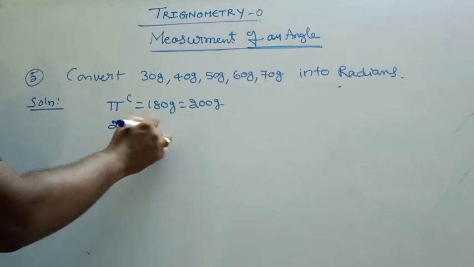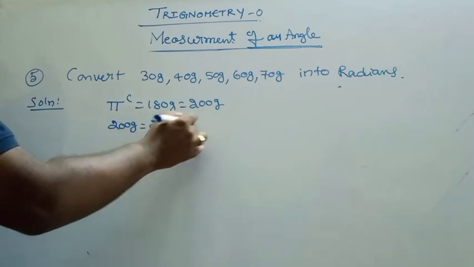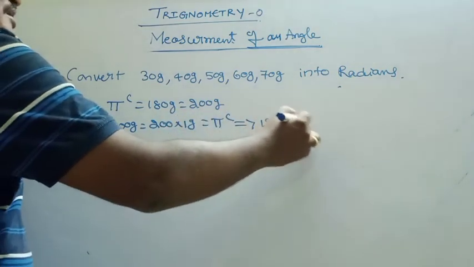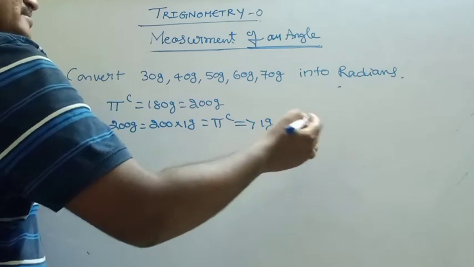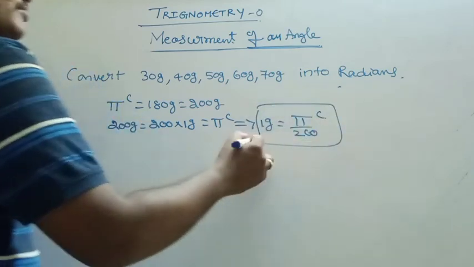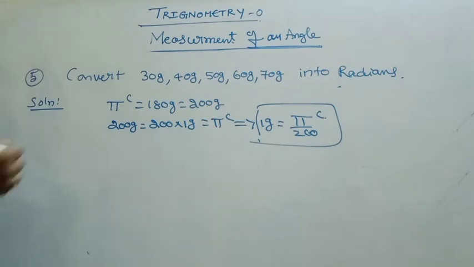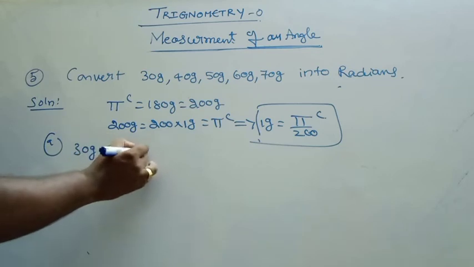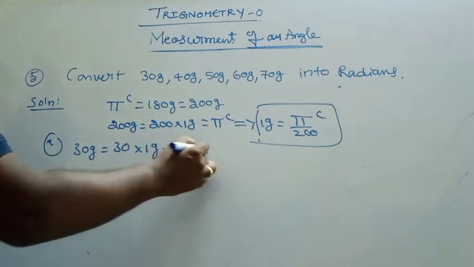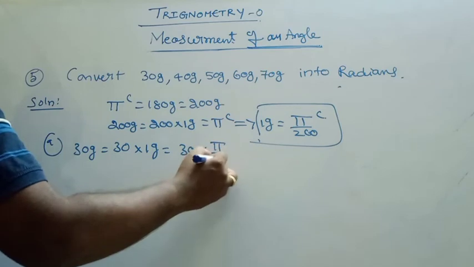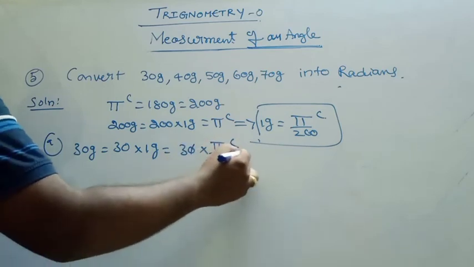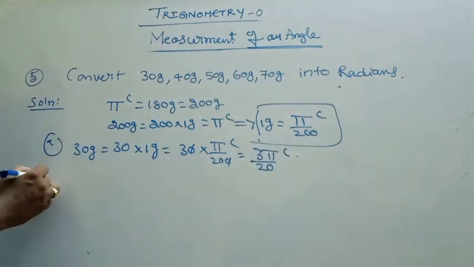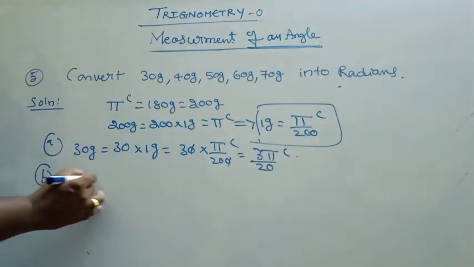200 grades is equal to pi radians, so 200 into 1 grade is equal to pi radians. Now from this, 1 grade is equal to pi by 200 radians. Therefore, my dear students, the first one is 30 grades. This is 30 into 1 grade, that is 30 into pi by 200 radians. That is 3 pi by 20 radians. Wonderful.